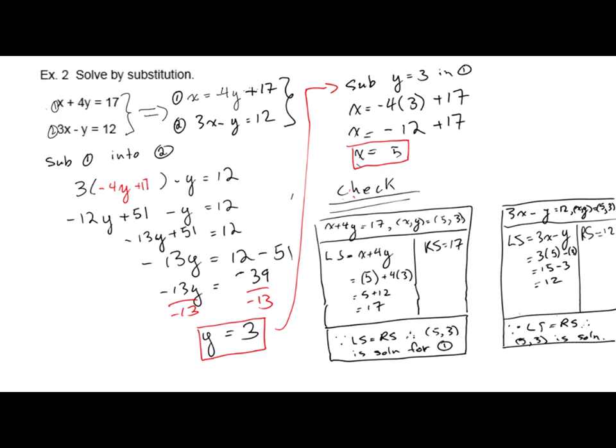Now remember that sometimes your x values and y values represent different types. So what you might say is the solution is 5 dogs and 6 cats. I don't care, but that's basically it.